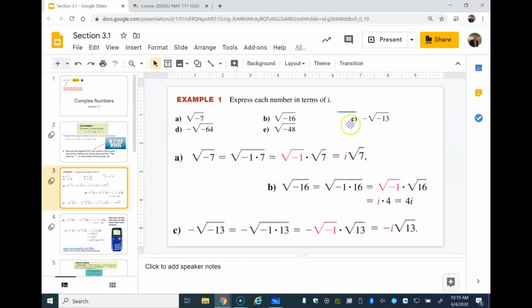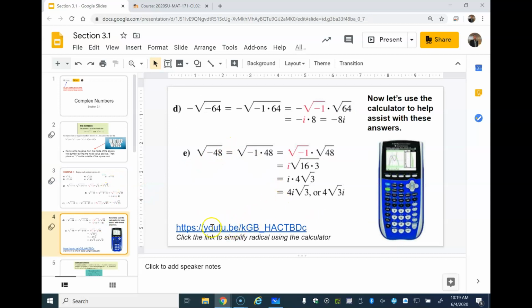So for C, we have a negative on the outside and a negative here. Again, I see a negative on the inside. Always remember, remove this negative, make it a positive, put the i on the outside. And we notice that we can't take the square root of 13, so we just leave it as the square root of 13.